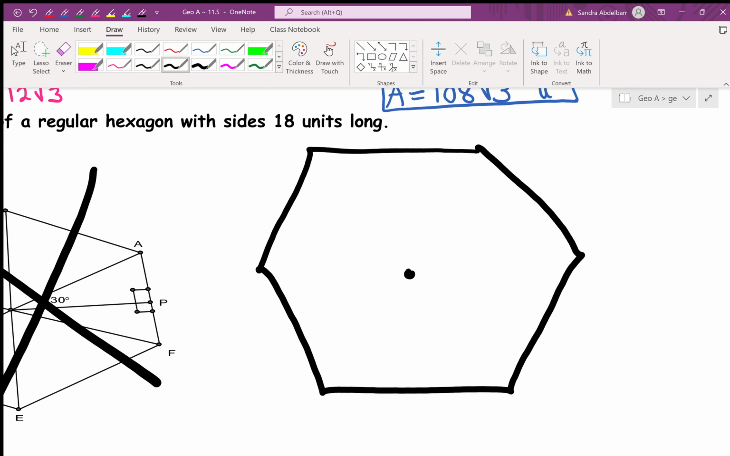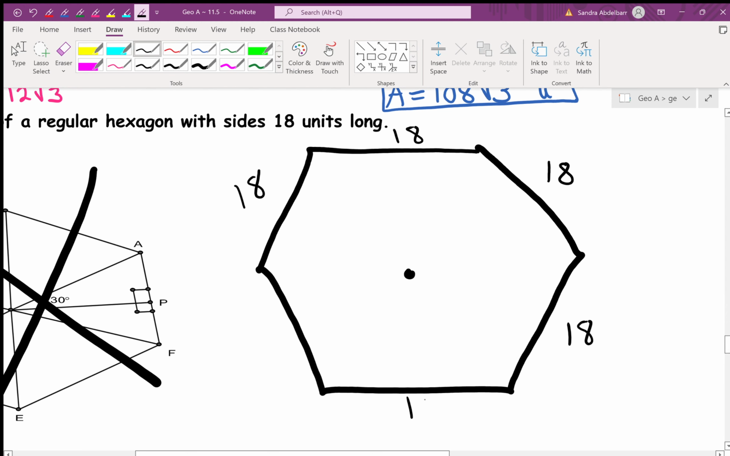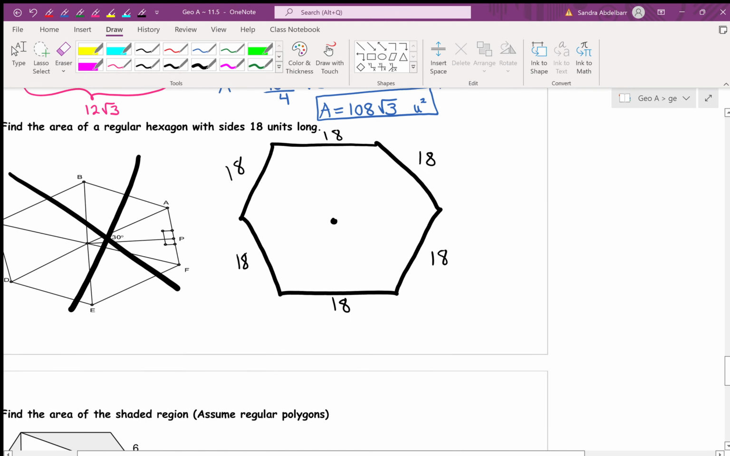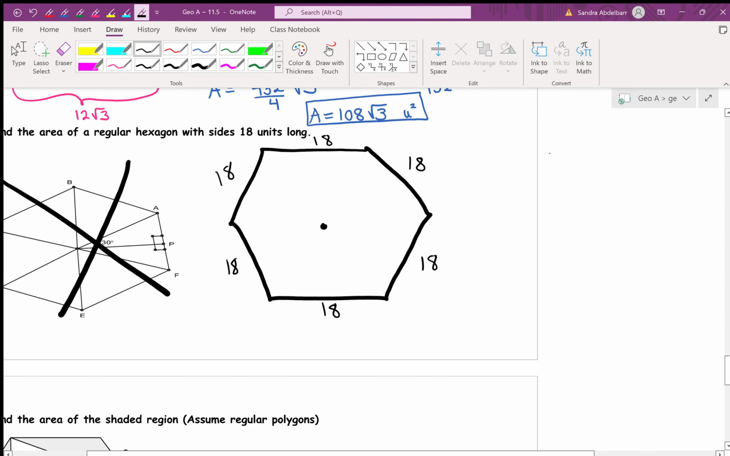So it says the sides are 18 units long. So what does that tell us? Every side is 18. Because it's regular, and I'm asked to find the area, what formula am I going to use? Area equals half apothem times perimeter. Since it's regular, I can use that formula. So what do I need to figure out now? I need to figure out the apothem and the perimeter. Is perimeter easy? Yes, the perimeter is just going to be 18 times 6. So that's easy. Now the apothem, not so much.